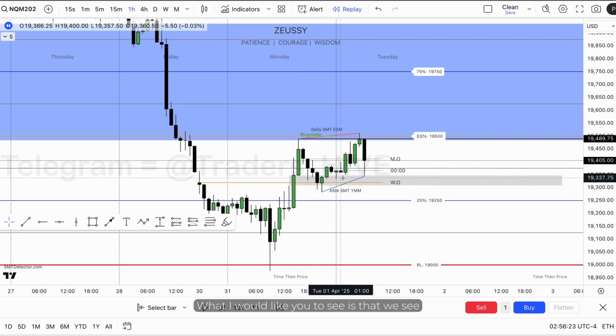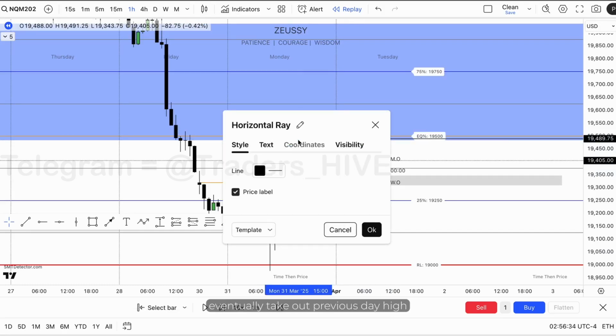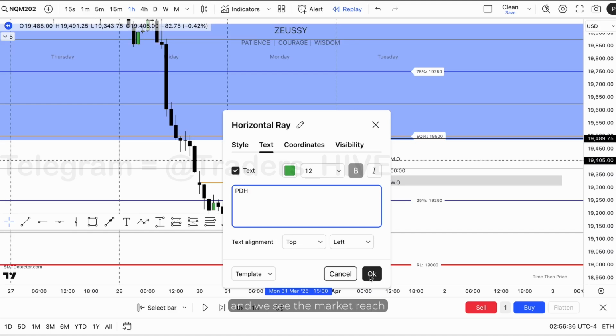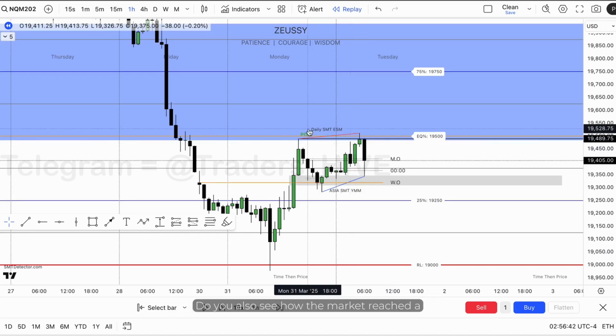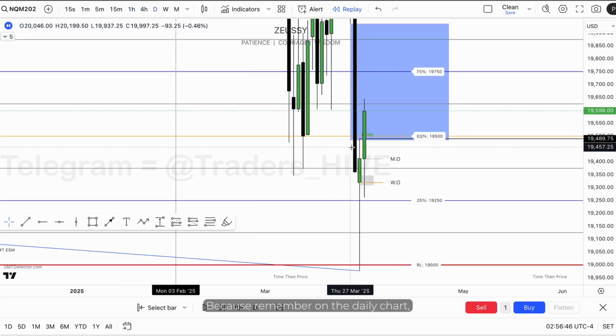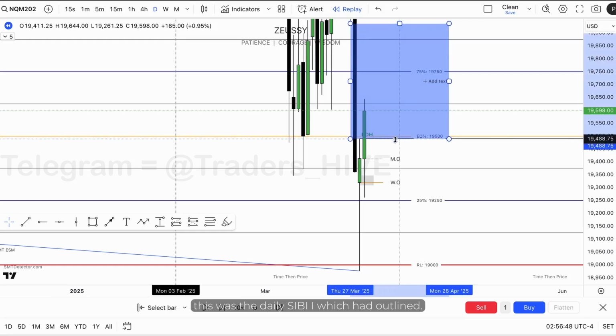What I would like to see is that the market expands towards the previous day high, which is right here, throughout the London session. We see the market eventually take out previous day high, and reach that 90,500 price level. Do you also see how the market reached a daily CB by doing so? Because remember on the daily chart, this was the daily CB which I had outlined.